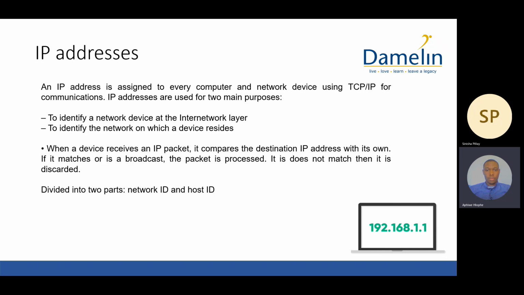So an IP address is assigned to every computer and network device using TCP/IP for communications. IP addresses are used for two main purposes: to identify a network device and to identify the network to which the device is connected. So looking at an IP address for a computer or any node or any device, for it to be able to participate on a network, it needs to be assigned an IP address. Okay, and IP addresses are unique. No two computers can have the same IP address at the same time.